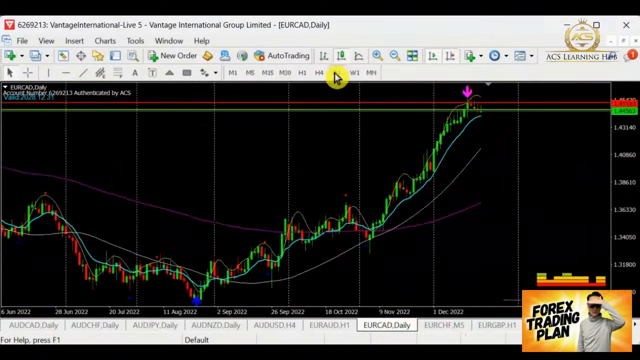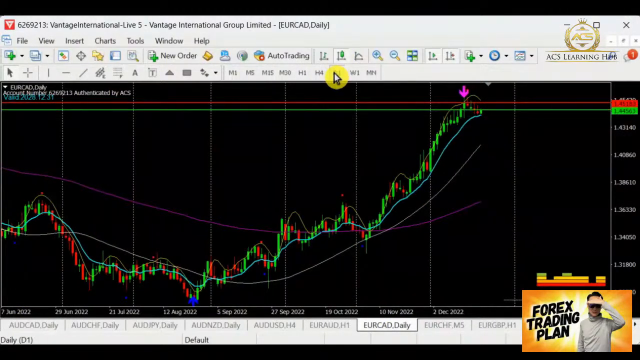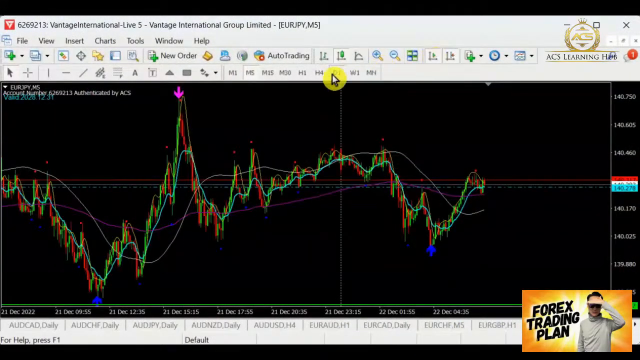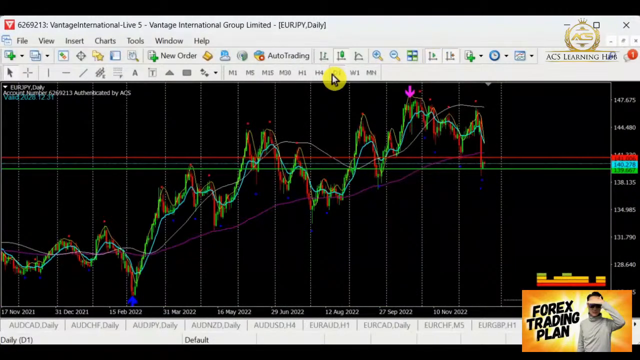So EURAUD, we are still in the bull. We are still running very strongly, very bullish. So I'm going to skip that. Same again, let's go to Euro Yen. Quickly we can see that Euro Yen is actually transiting fair.